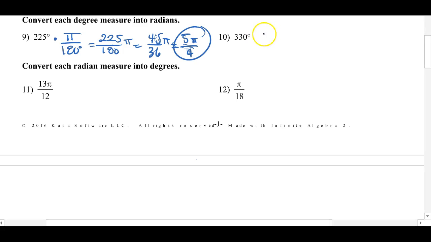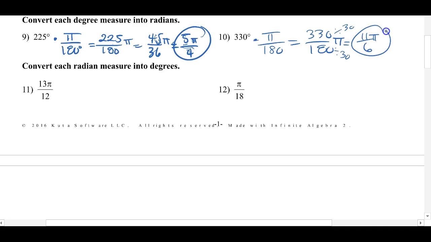Same thing for 330 times pi over 180. 330 over 180. And then I know that 30 could go into both 330 and 180. So if I divide each of these by 30, then I'll have 11 on the top, 6 on the bottom, and pi. So 11 over 6 pi.